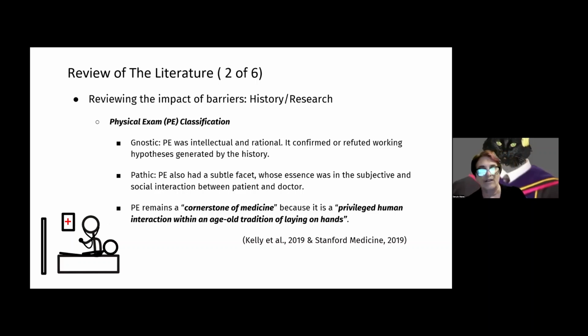If we look at the physical exam in terms of the research, it is a cornerstone of medicine. And Stanford Medicine says it is a privileged human interaction within an age-old tradition of laying on hands. So it is very, very important that we incorporate this and not get away from this. And now, especially when we're looking at AI and incorporation, we have to look at the science and art of clinical practice and how that affects patient care.